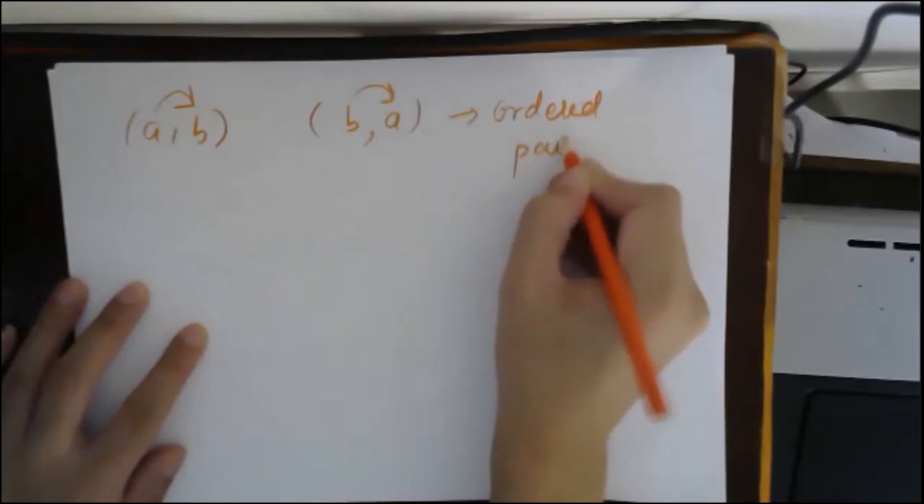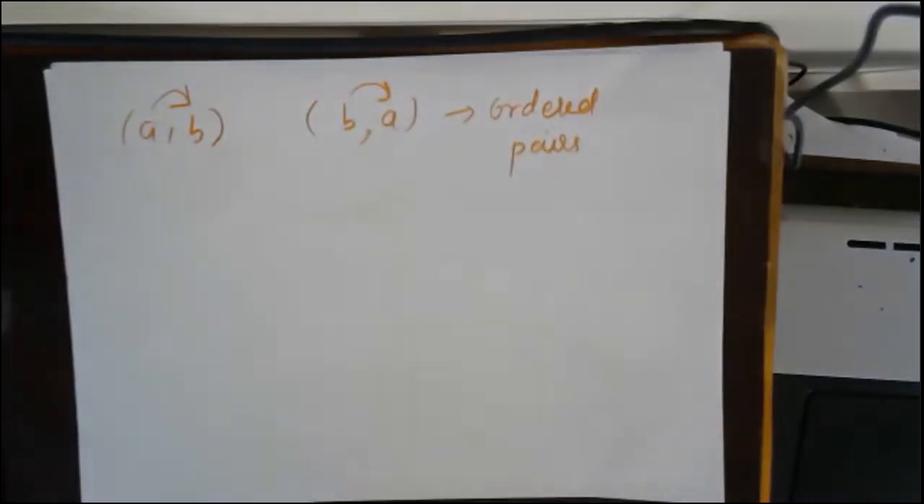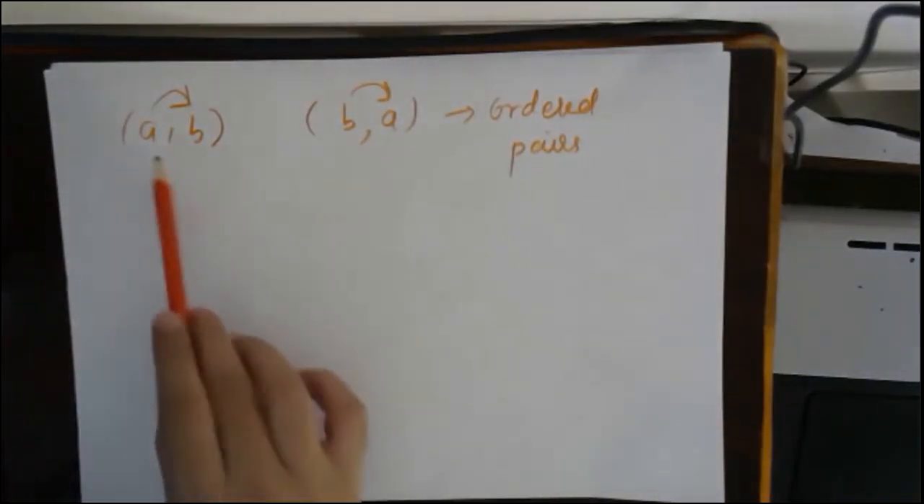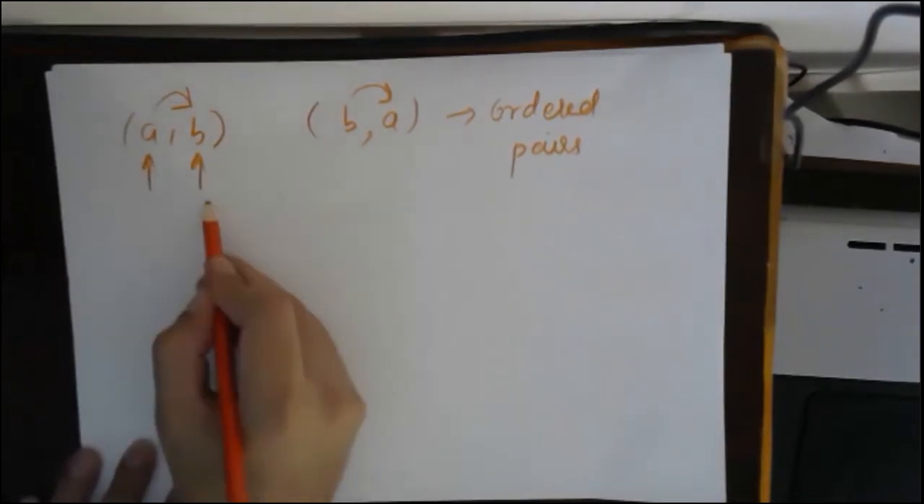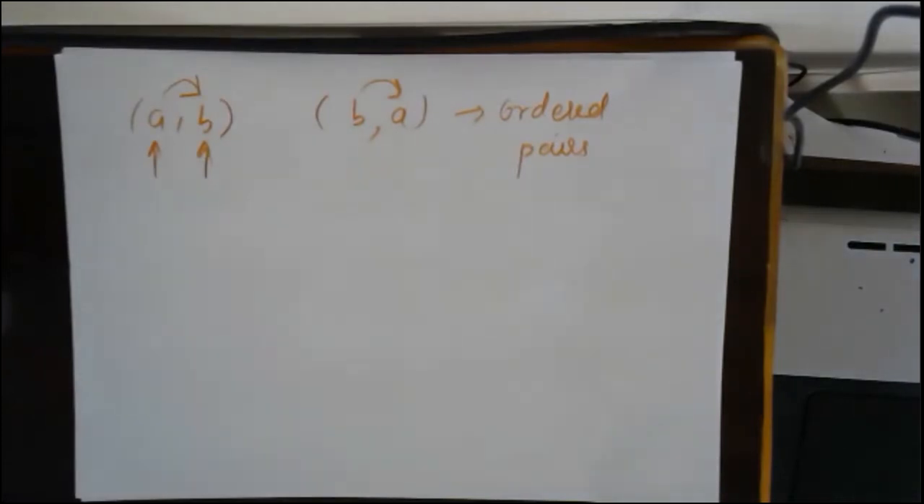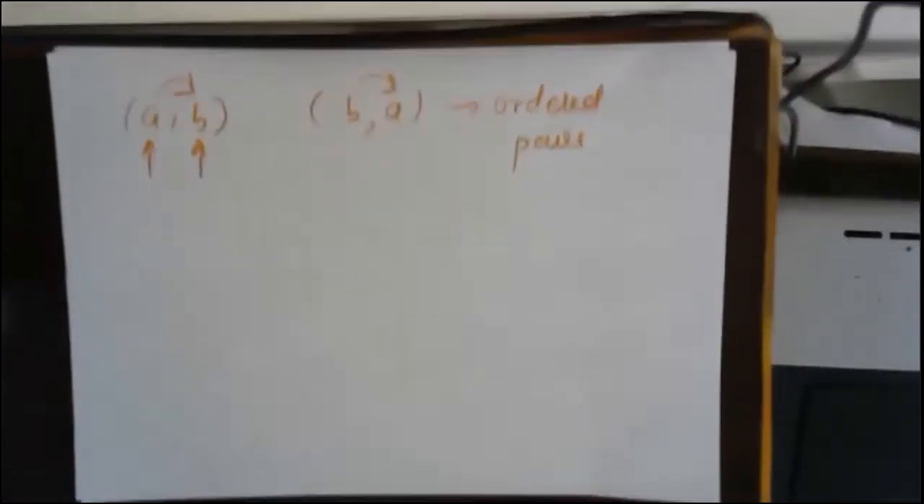Ordered pairs. Okay. But what does ordered pair mean? It is showing a link from the first part to the second. From this to this. From this to this. Understood? From this to this.